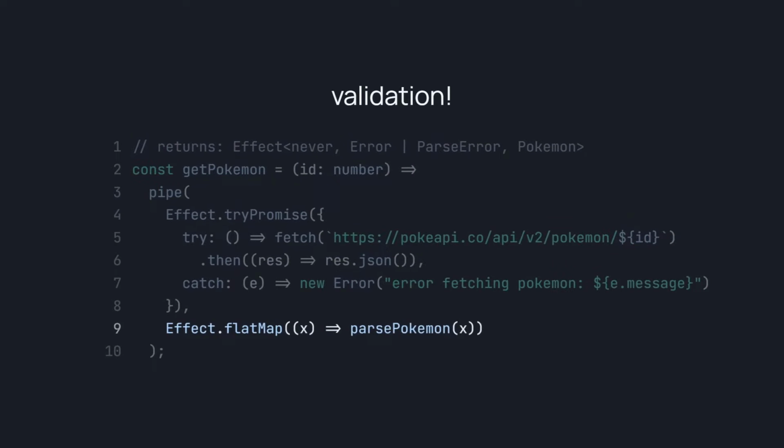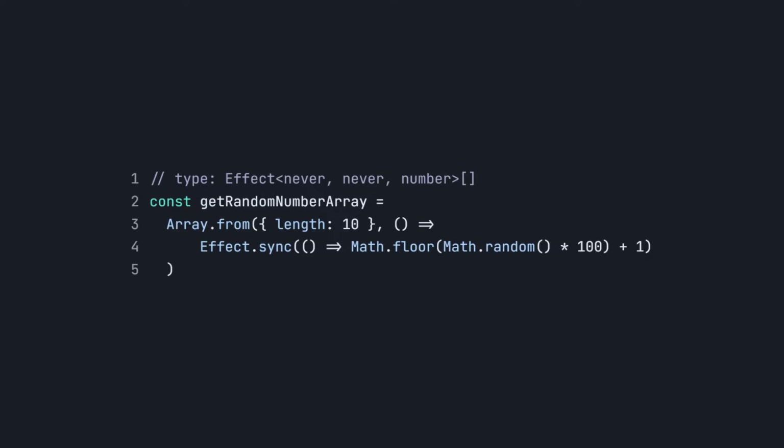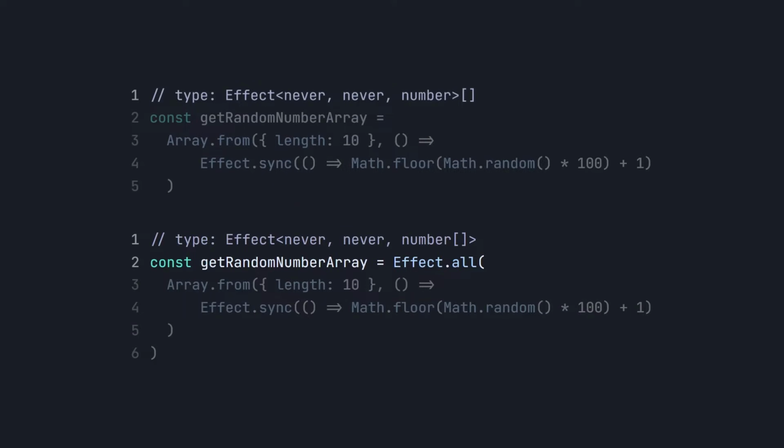We can pass the result of the fetch plus JSON effect to the parsePokemon function combined with flatMap to validate it. Now we can see that the returned effect contains a Pokemon, as well as a potential parsing error being added to the error channel. Next, our random array function. It will generate an array of 10 random numbers between 1 and 101. First, we fill the array with an effect to generate a random number. Then, we use Effect.all to convert the array of effects to a single effect with an array of numbers.